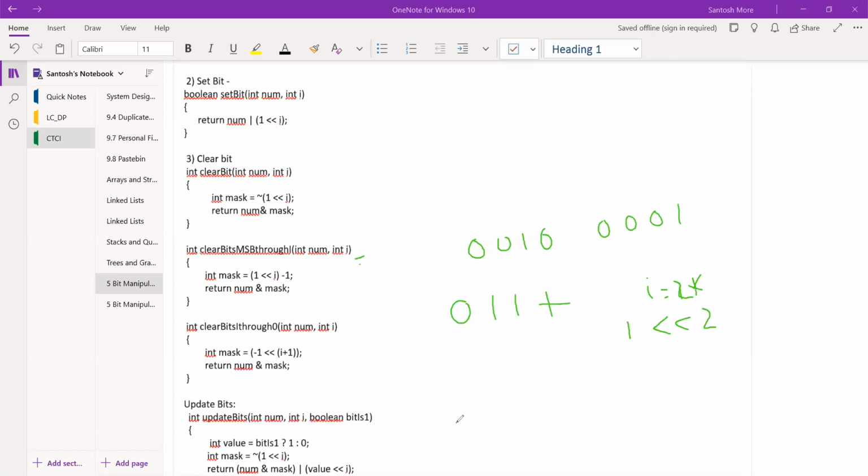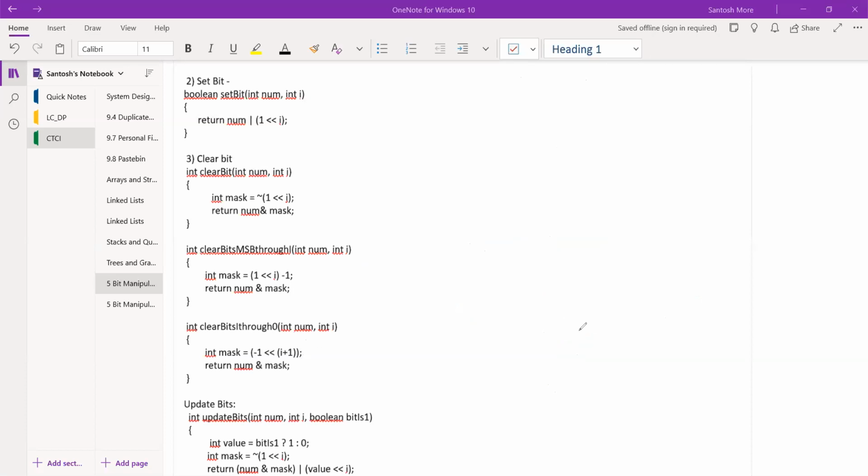But if it would have been 3 in this case, and a number would have been maybe a 4-bit number, then in that case we would have come here, right? So this will be a masking, so we'll be clearing all the bits from this MSB to the end, right? And he has given another way of clearing the bits through 0.